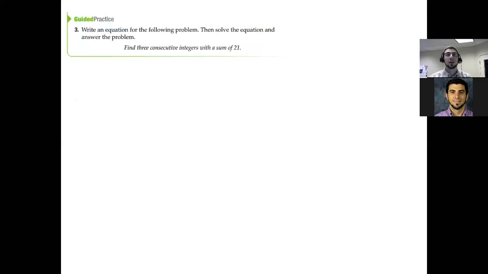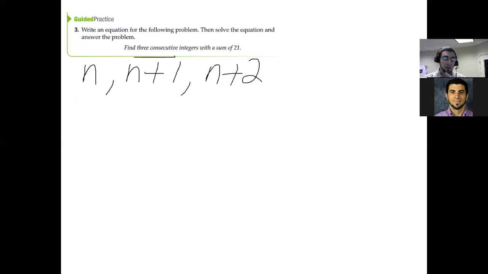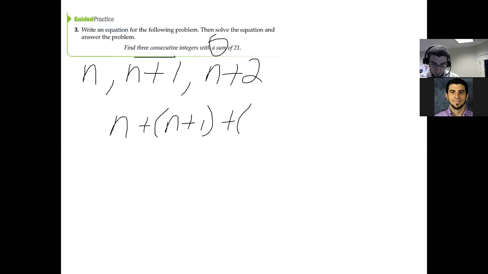Okay, we're back. So we want to write an equation for find 3 consecutive integers with a sum of 21. Now, notice it didn't say odd or even. So if it's 3 consecutive integers, they're right in a row, boom, boom, boom. So n, n plus 1, n plus 2. Okay, we're not skip counting. We're not jumping to odds. We're not jumping by evens or anything like that. So the sum is 21. So it's n plus n plus 1 plus n plus 2 equals 21.